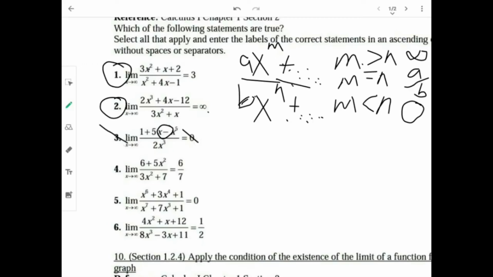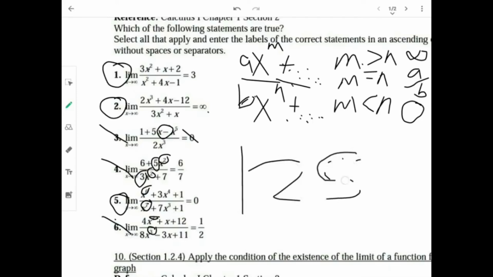So this is wrong. For number 4, it's the same, m and n, the largest power, it's 2 and 2. So it should be the coefficient, so 5 over 3, and it's not. It says 6 over 7, so it's wrong. For number 5, the denominator is greater than the numerator, so it's correct, 0. And for number 6, the numerator is less than the denominator, so it should be 0, but it says 1/2, so it's wrong. So the answer is 1, 2, 5.